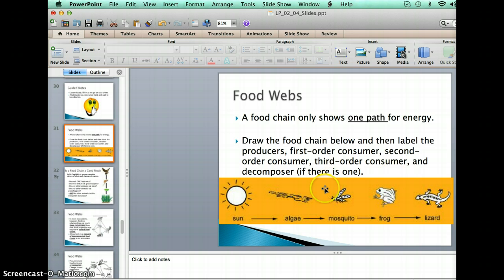Okay, so hopefully you labeled the algae as the producer, the mosquito the first order consumer, the frog the second order consumer, and the lizard the third order consumer. Again, there's no decomposer in this food chain, and the sun is just there to show everyone that the energy is coming from the sun.